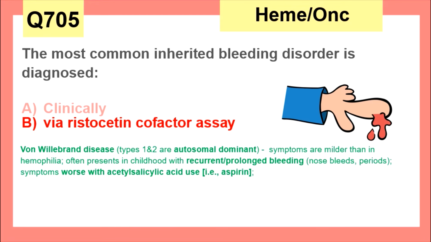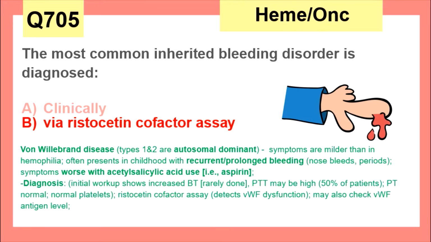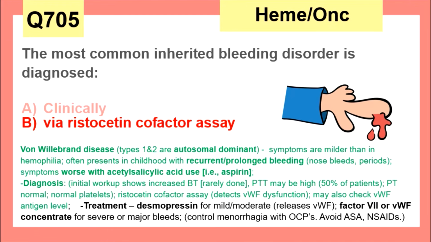Here I just wrote a little bit about von Willebrand disease. First of all, the types that we need to be aware of are inherited in autosomal dominant fashion. Patients present milder than in hemophilia, but they have prolonged bleeding. And an interesting boards point is that it's worse with aspirin, acetylsalicylic acid. Again, here's diagnosis, which we've spoken about already, and treatment, as we mentioned already, is with desmopressin for mild to moderate cases.